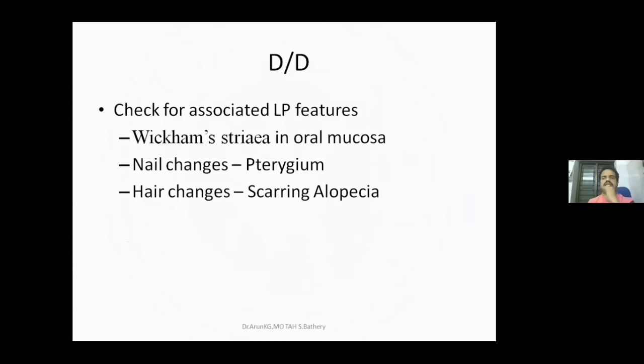In almost more than 80% of cases there will be oral mucosa involvement. Then nail changes: in severe cases there will be pterygium and thinning of the nail plate. Then hair changes also, scarring alopecia will be there.